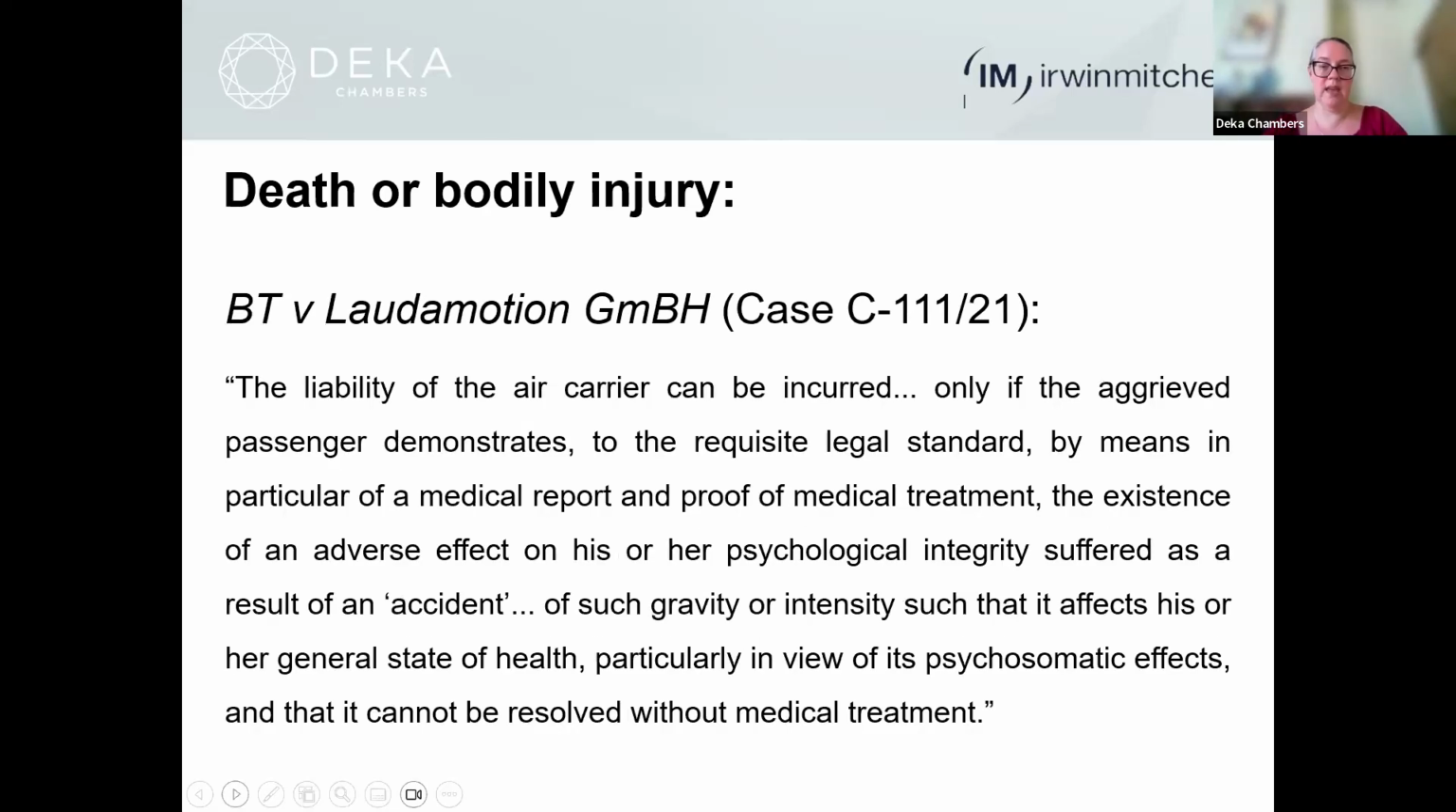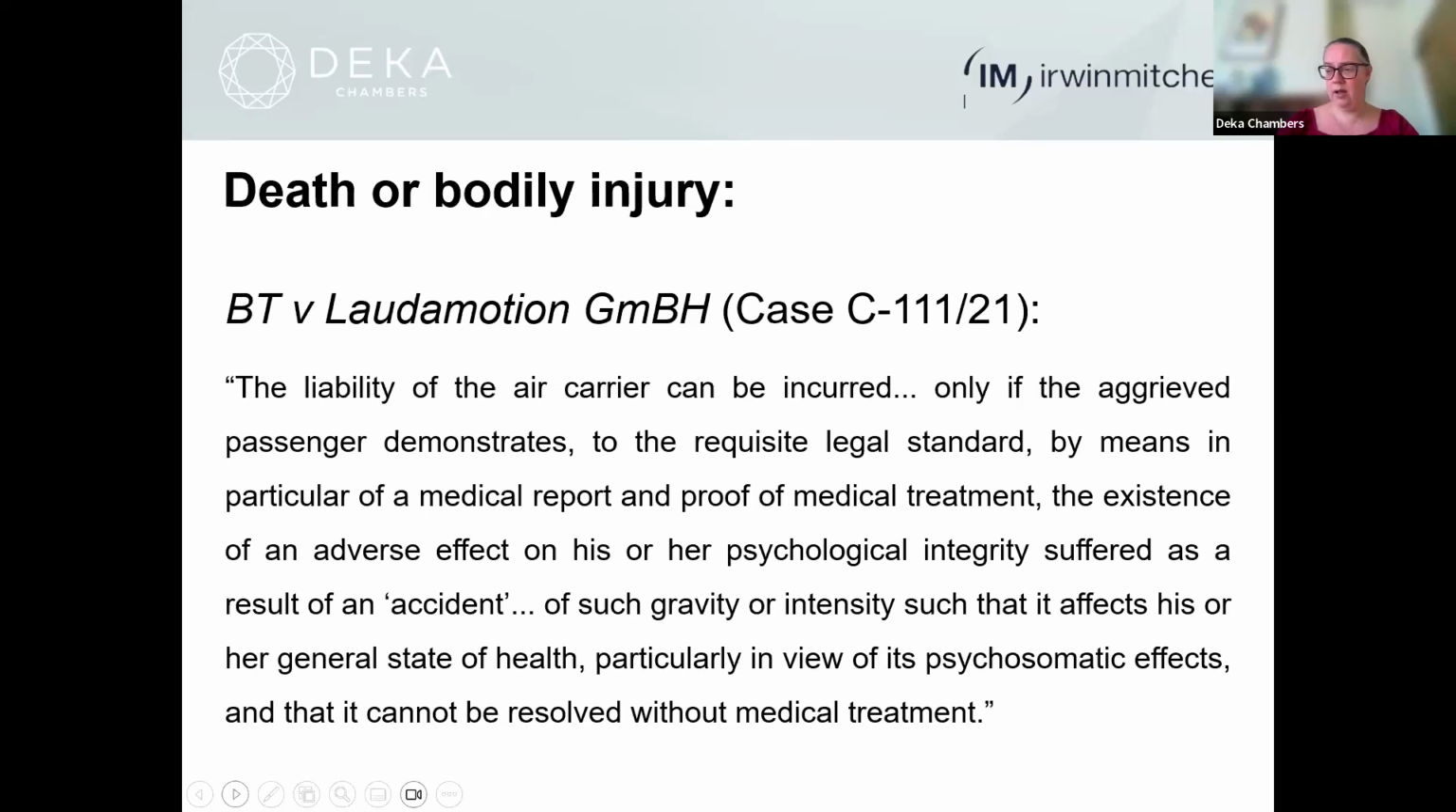And the Court of Justice there held that the carrier can be liable, and the aggrieved passenger only needs to show, by means of a medical report and proof of medical treatment, an adverse effect on psychological integrity. So if you show an accident and you get a medical report that shows some psychological trauma, and it has to be of such gravity or intensity that it affects general state of health, and it can't be resolved without medical treatment, then you can recover damages. So, Victoria, your answer would be under BT and Laudamotion, yes, you can, because all you've got to show by reference to medical evidence is that there is some psychological injury which can't be resolved without medical treatment.